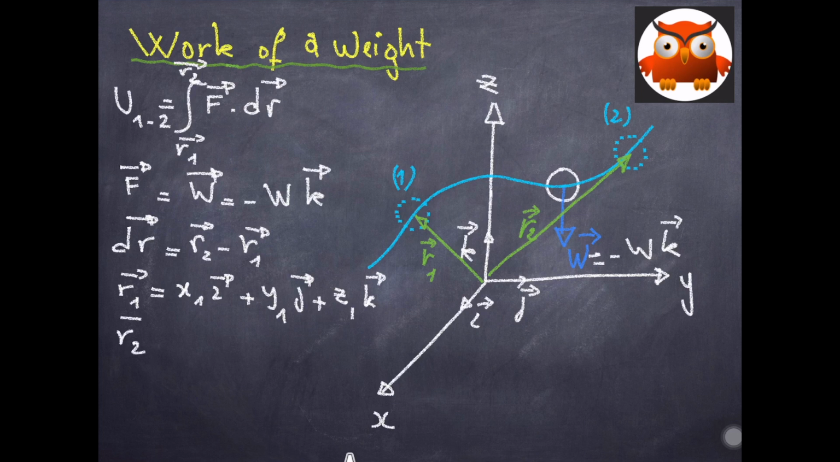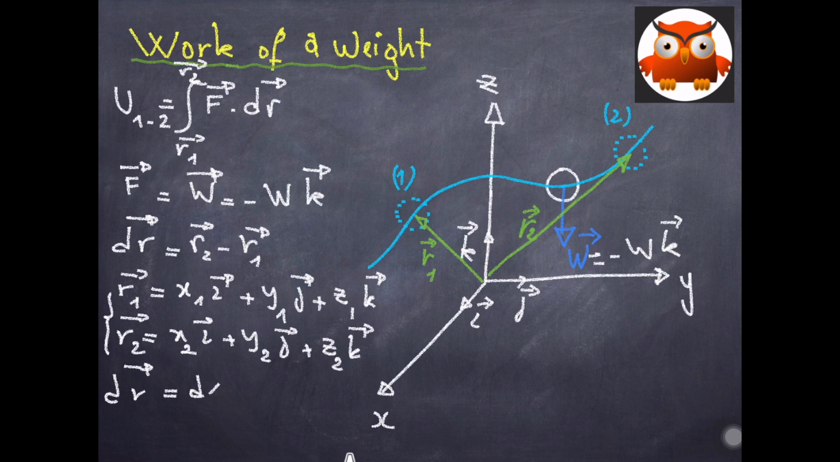Similarly, R2 is equal to x2 i plus y2 j plus z2 k, so that dr will be equal to (x2 minus x1), let's call it dx i, plus (y2 minus y1), which is dy j, plus dz k, and dz is z2 minus z1.